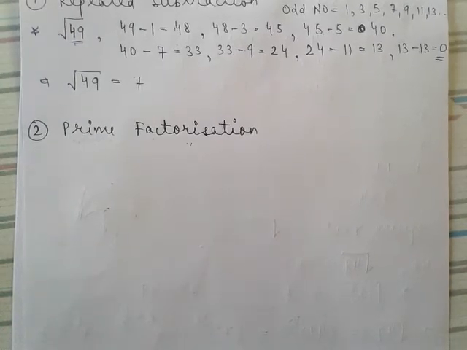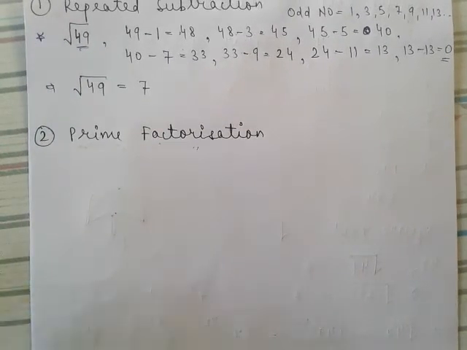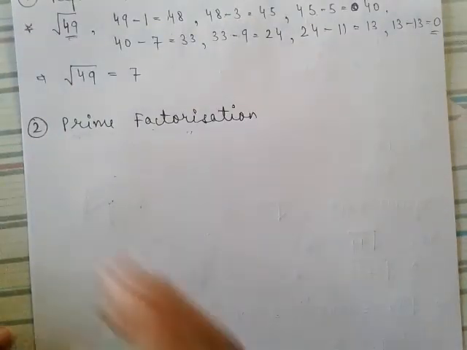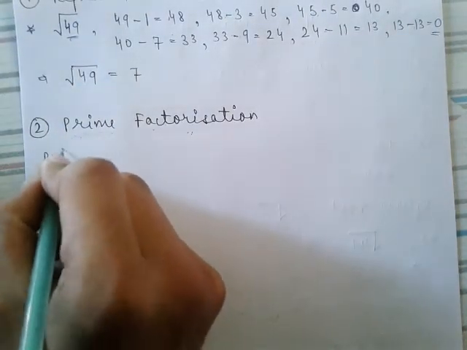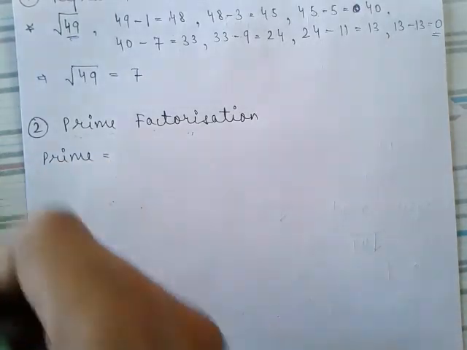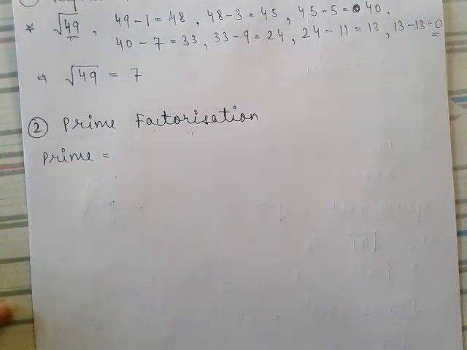Okay, so now what we are going to do in this method is we have a square number, that is a perfect square number, and we will take the factors of it. But which factors? Only the prime factors. So what are the prime numbers? You know about the prime numbers. Prime numbers are those numbers which can be divided by itself and 1 only.